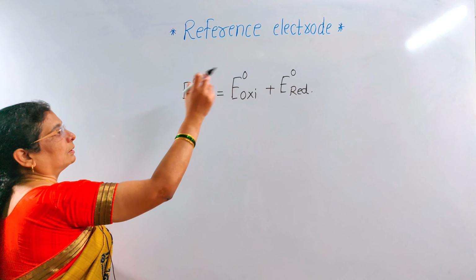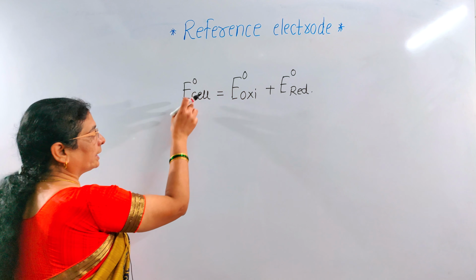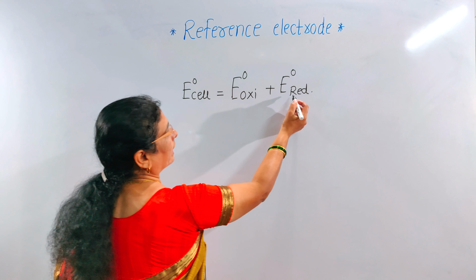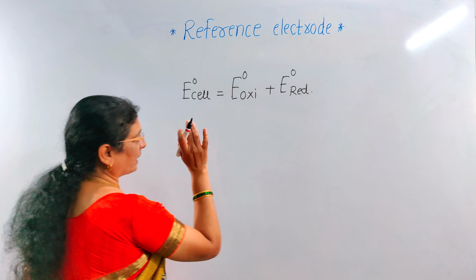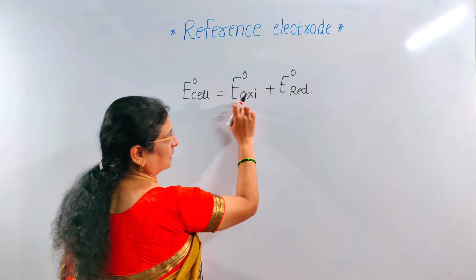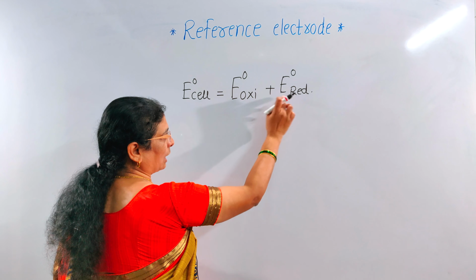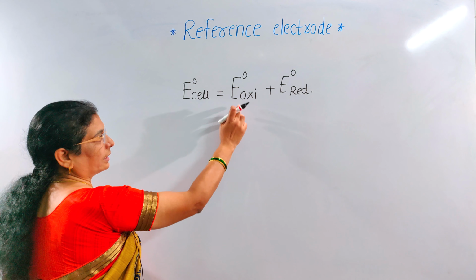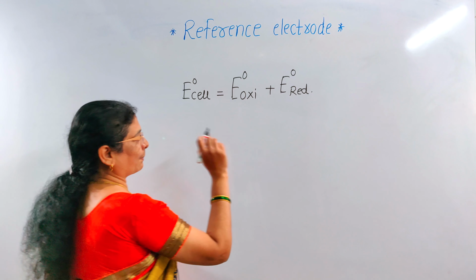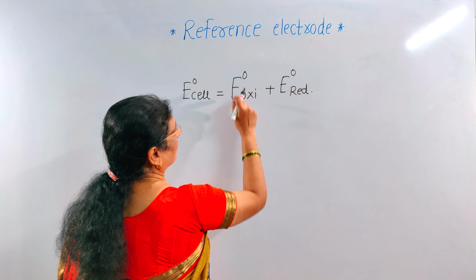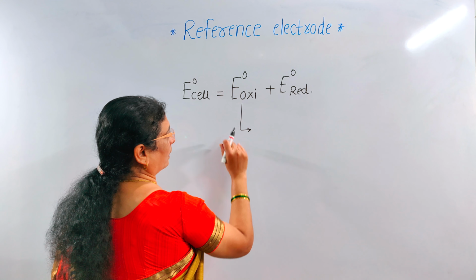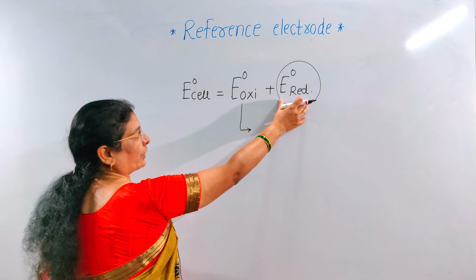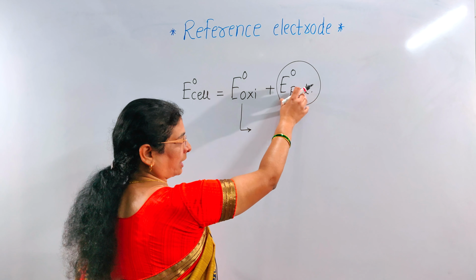If we know the oxidation potential and if we determine the E0 cell by experiment, then you can calculate E0 reduction. Remember here, if you know one of these two values, then by determining E0 cell you can calculate the remaining value. For example, suppose we know the oxidation potential of the electrode and we have to determine the reduction potential. Now you can't determine the reduction potential separately.